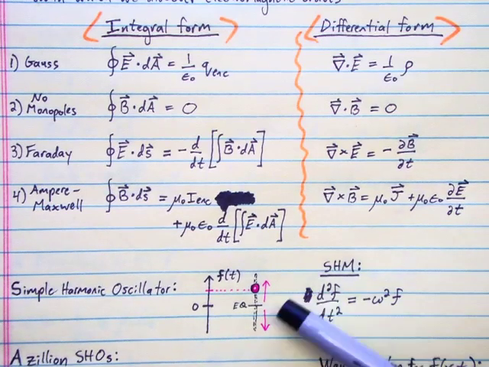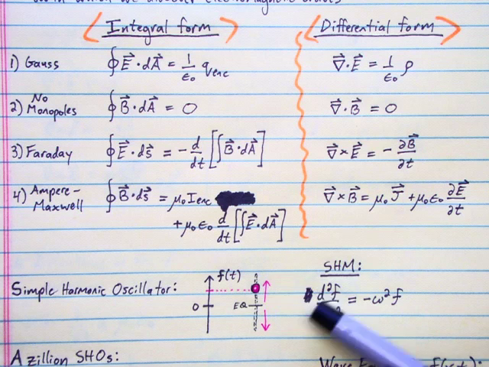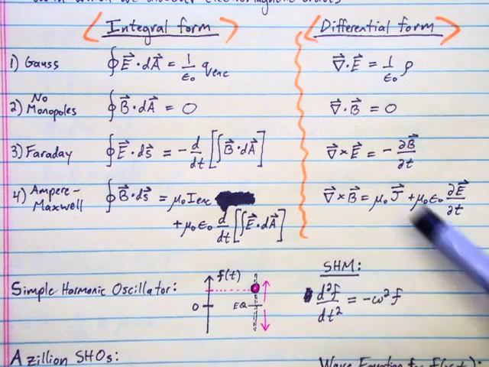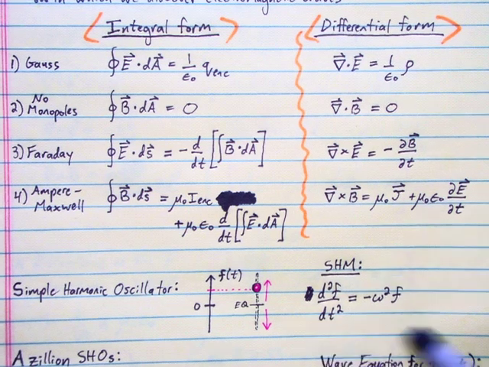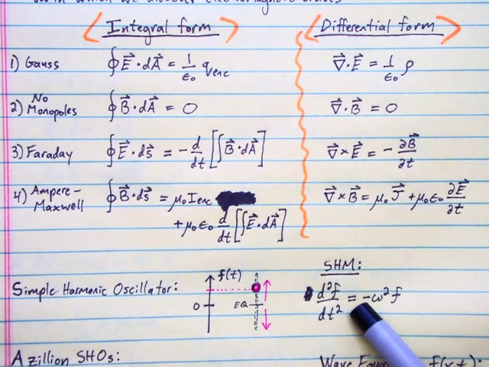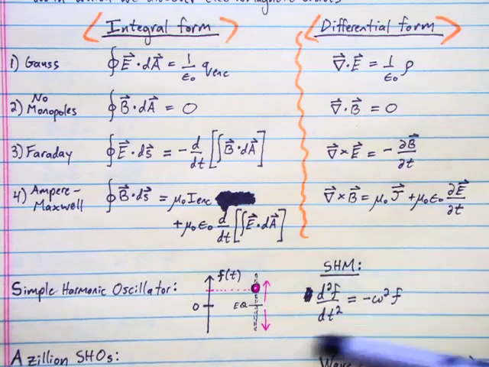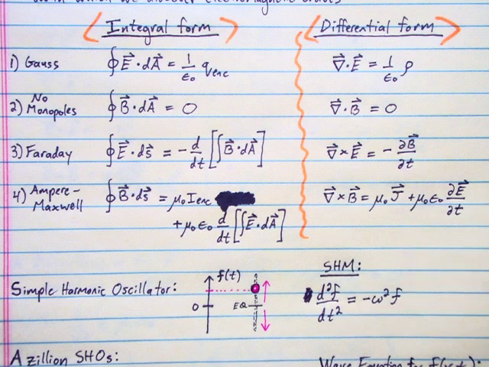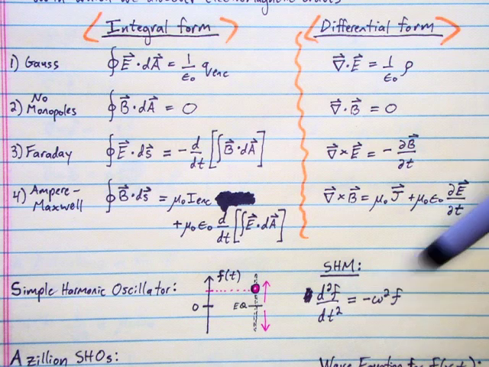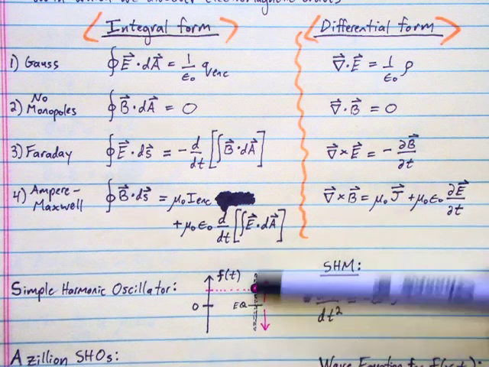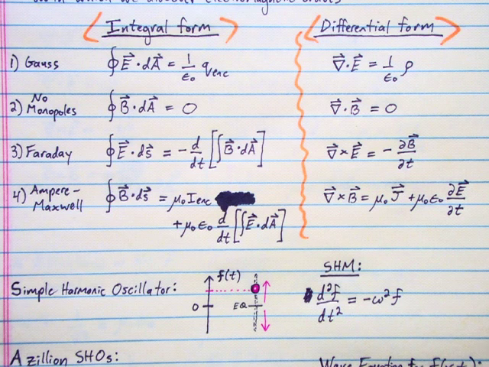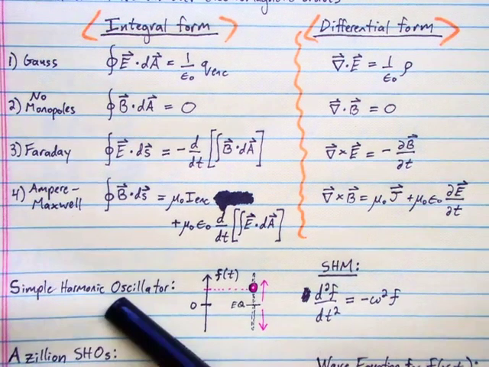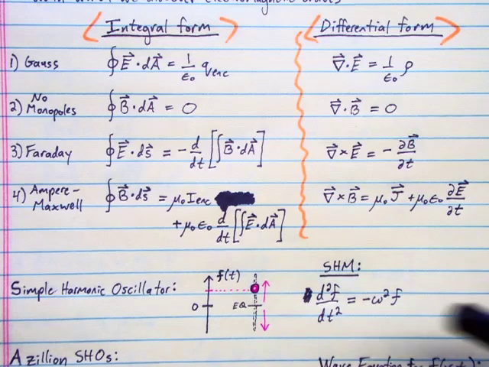And so if our system undergoes simple harmonic motion, then it obeys an equation of this form. The second time derivative of the displacement from equilibrium f is equal to the opposite of some constant times that displacement. And we recognize that this constant is omega squared, where omega is the angular frequency for the oscillation that will occur here. Okay, so that's a single simple harmonic oscillator, one thing going back and forth.